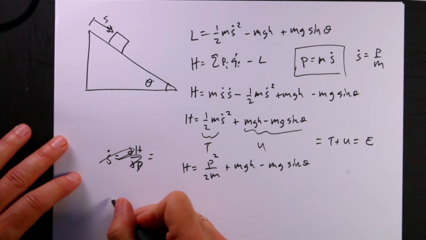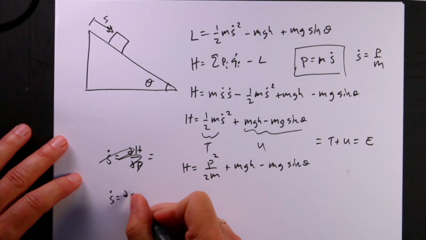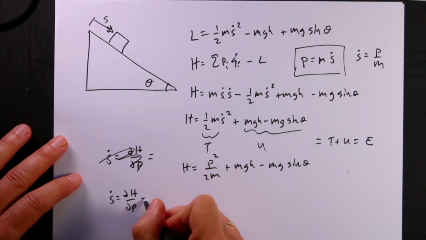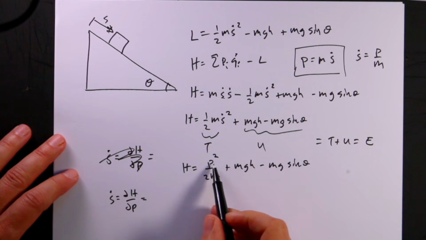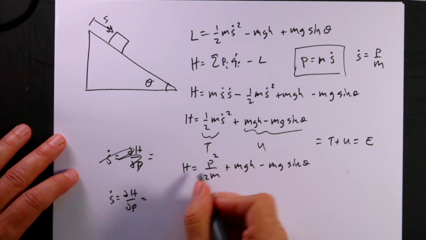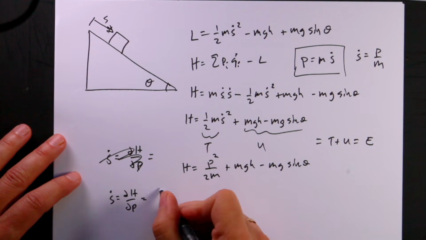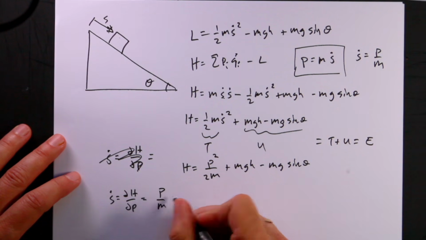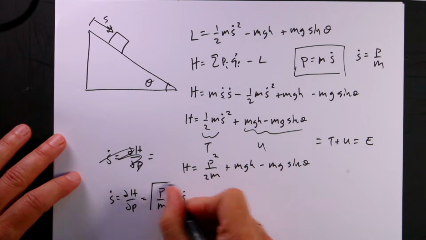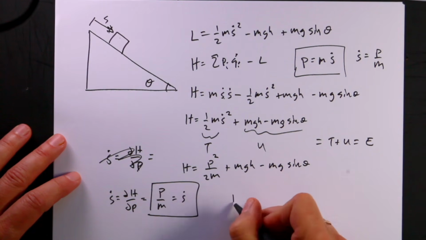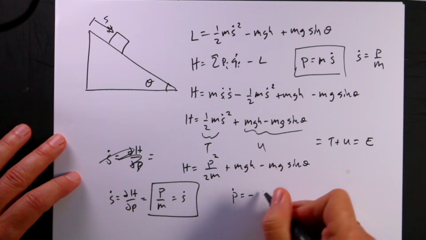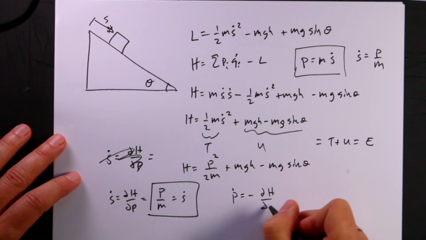Now I can do this. s dot equals the partial of H with respect to p. So if I take the partial, there's only one p in here and it's this, so I get power rule, the 2 comes down, I get 2 over 2 p over m. So that's equal to s dot. I'm going to put a box around that. Now I can do my other one, p dot equals negative partial of H with respect to s.